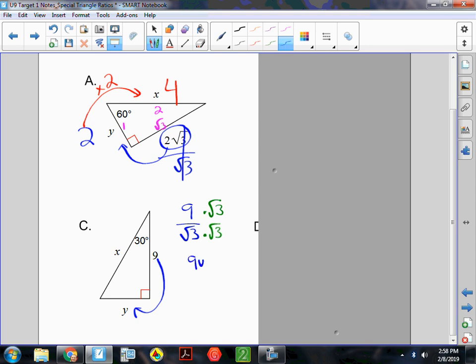So on the top of the fraction, I have 9 root 3. And on the bottom of the fraction, I have square root of 9, which is equal to 3. Then I can simplify my fraction. 9 over 3 is just 3. And so y is equal to 3 root 3. And then if I want the hypotenuse, I can double that. So the hypotenuse doubled would become 6 root 3.